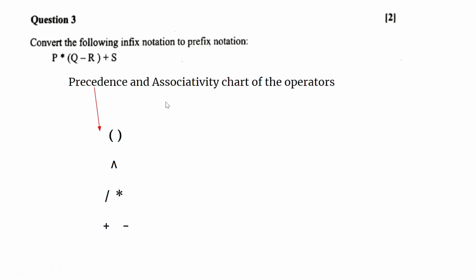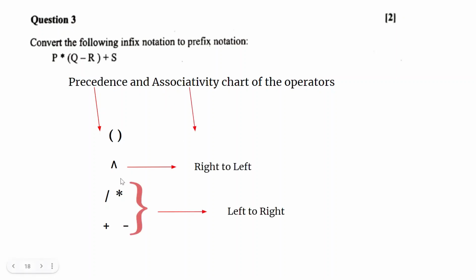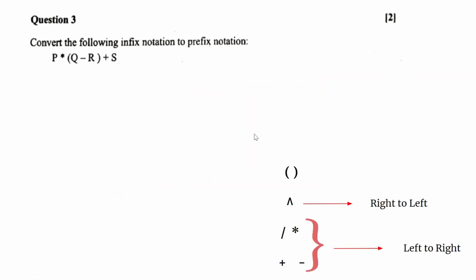Then there is something called the rule of associativity, which says if you have multiple operators, then the operators are solved from left to right or right to left. Only in case of this operator, you need to solve right to left. Otherwise, for all the mathematical operators, the rule of associativity says you need to solve from left to right. It means if you have two plus symbols, then first you need to solve the plus on the left side. So we'll keep this on the right hand side for reference, and let's try to solve the given expression.